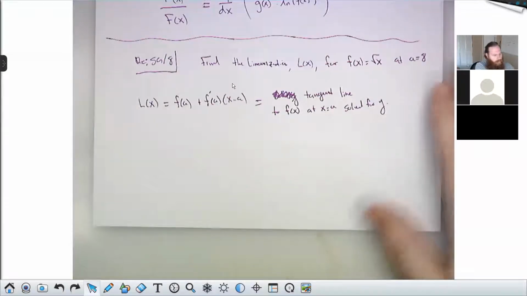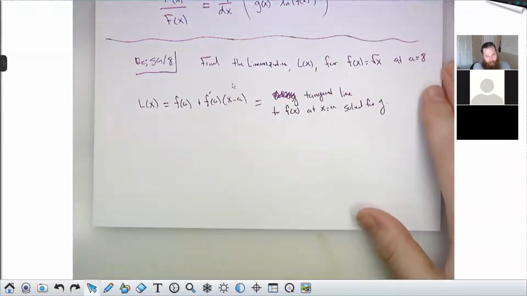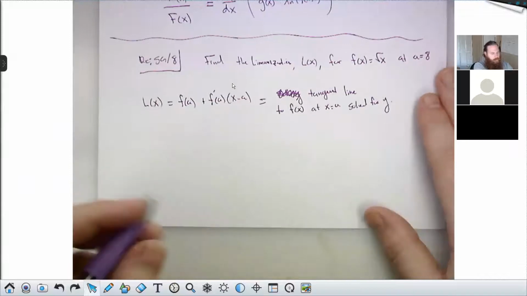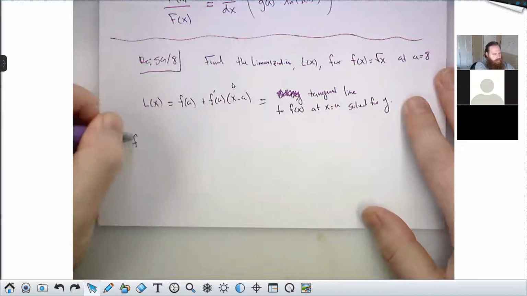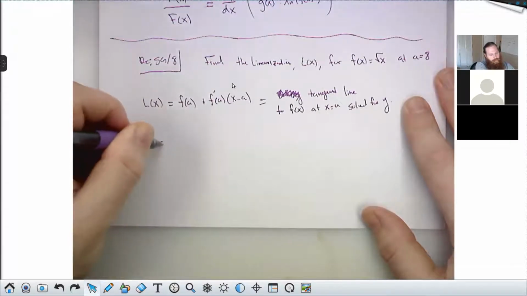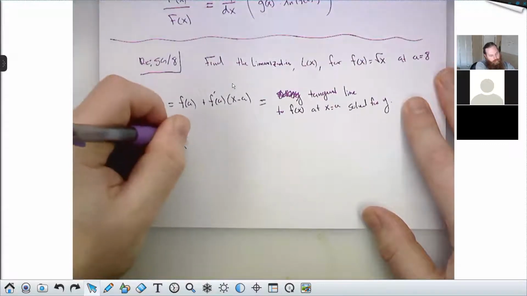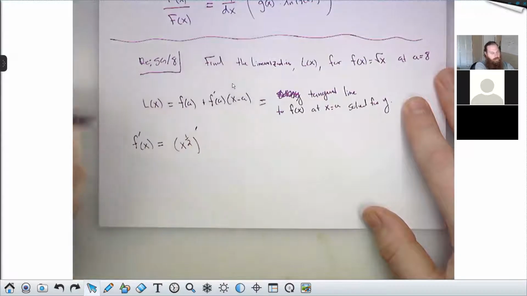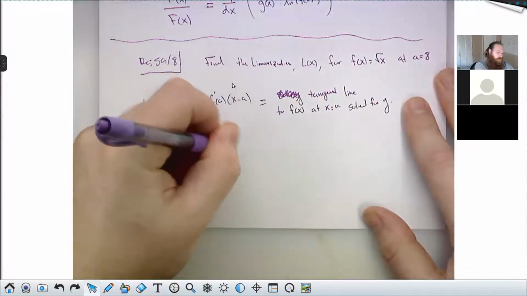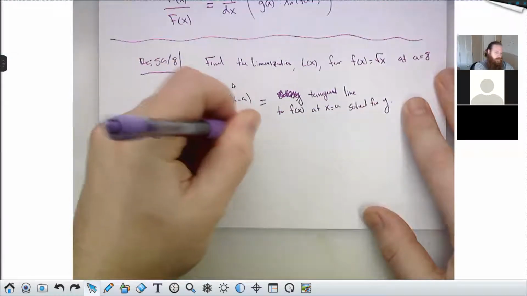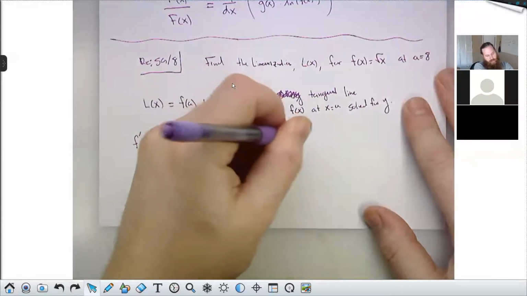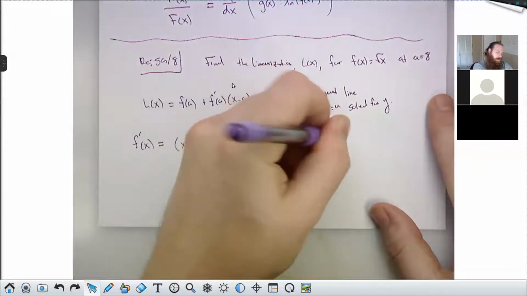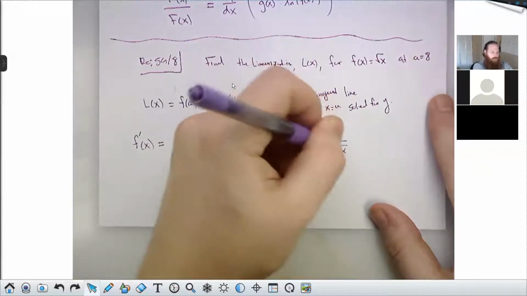Let me show you. I think there's some randomization built in here. Yeah. So I'm going to do this at 8. You guys might have different numbers. If I want to find the linearization, same thing as finding the tangent line, I need the derivative. That is, I want to take the square root function, which is x to the 1/2, and differentiate it. That's 1/2 x to the 1/2 minus 1, which is 1/2 x to the negative 1/2, or 1 over 2 times the square root of x.